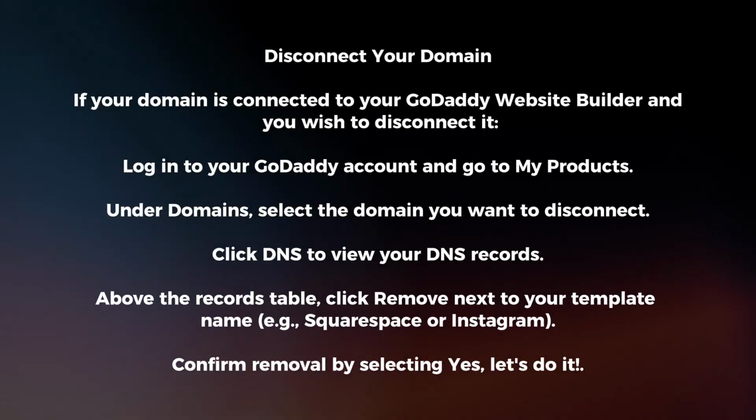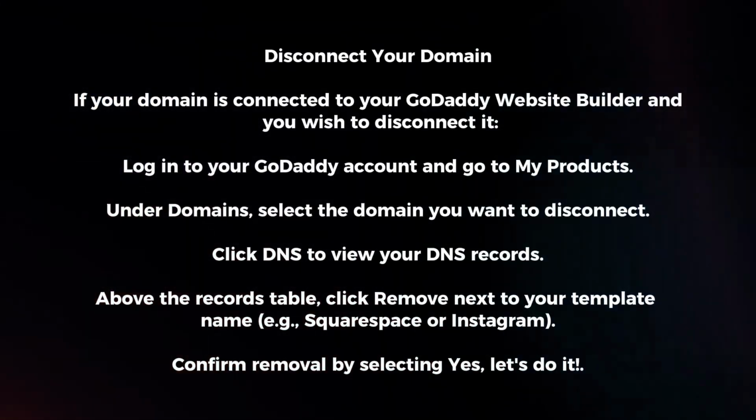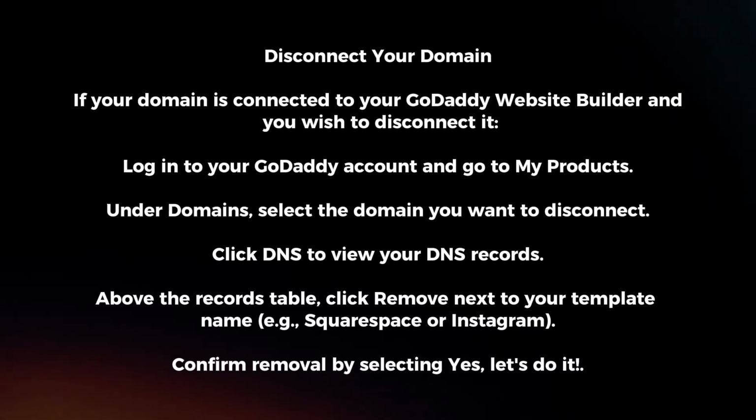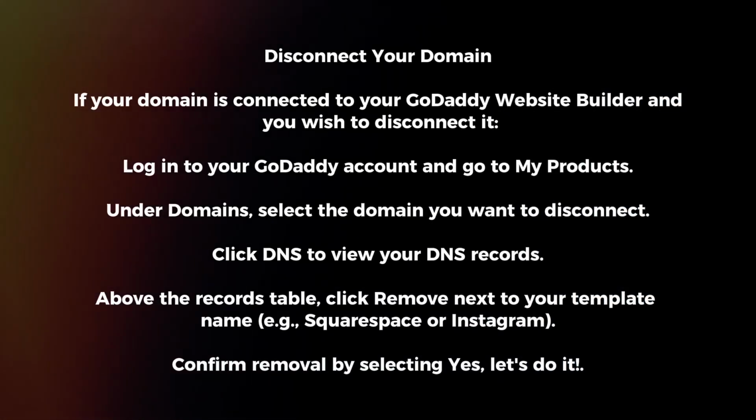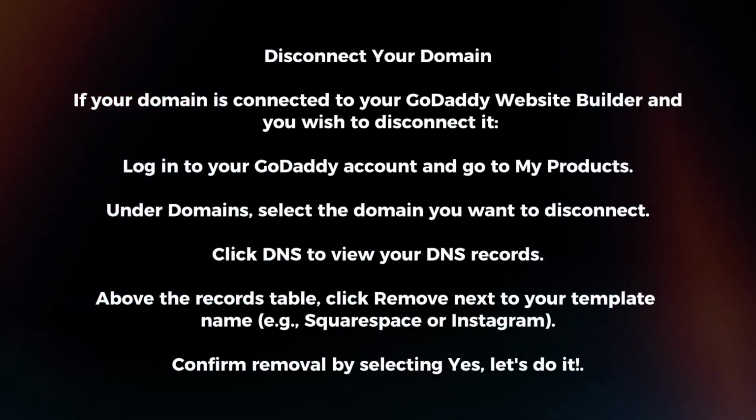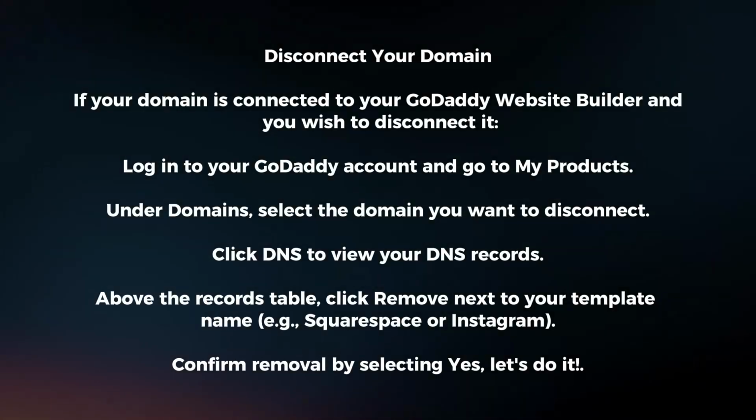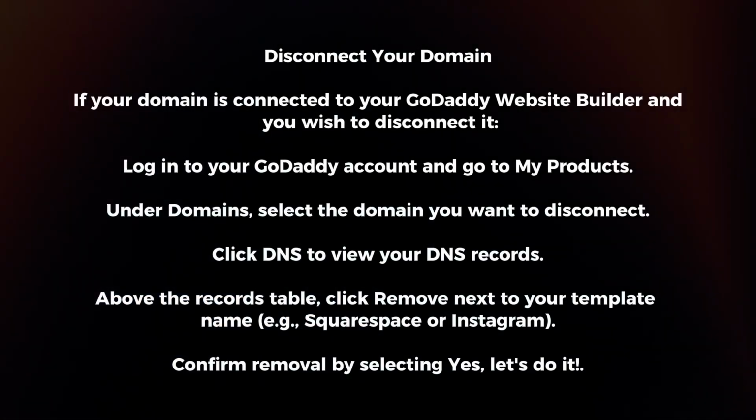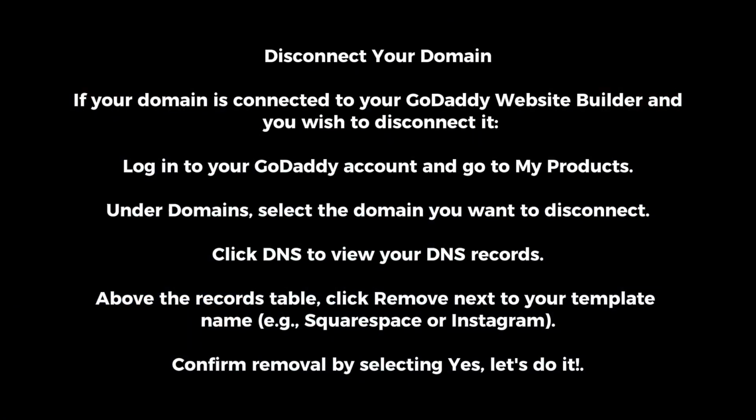Disconnect your domain. If your domain is connected to your GoDaddy website builder and you wish to disconnect it, log into your GoDaddy account and go to My Products. Under Domains, select the domain you want to disconnect. Click DNS to view your DNS records. Above the records table, click Remove next to your template name. Confirm removal by selecting Yes, let's do it. This action will disconnect your domain from the website builder, allowing you to use it with another service.